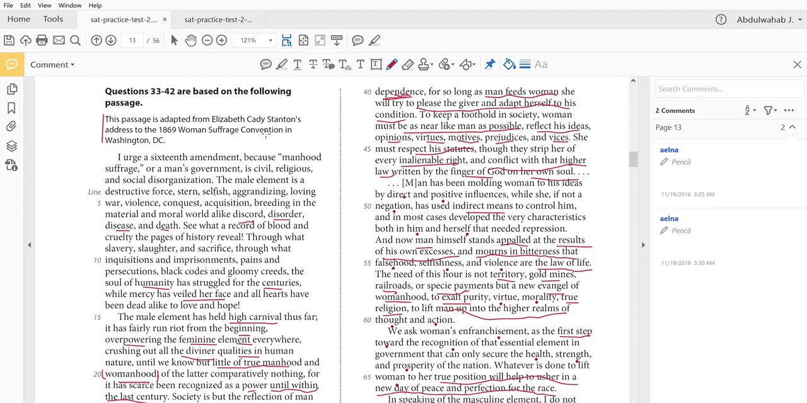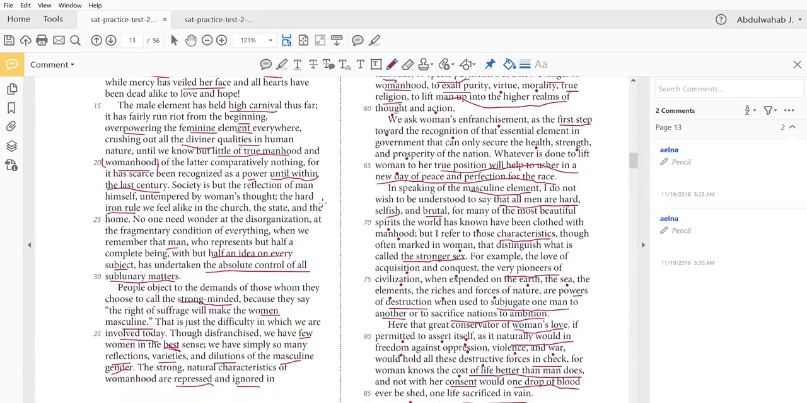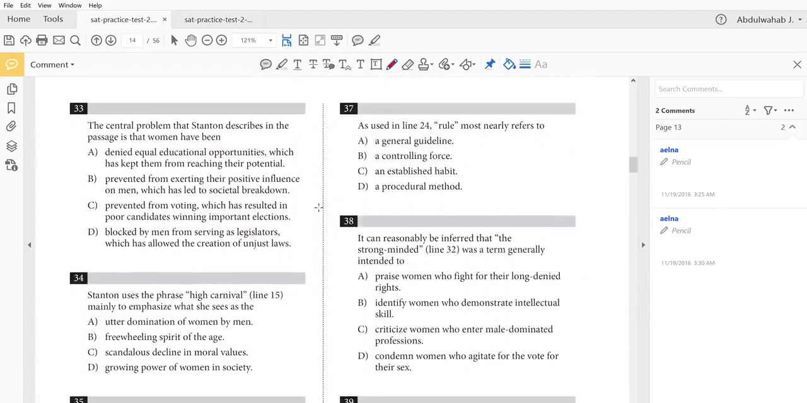So that's the text, and actually it's not a quite difficult text to answer. The opinions of Elizabeth Stanton are made quite clear from the beginning all through to the end. So let's go through the questions. I don't think that these questions are actually going to be hard.